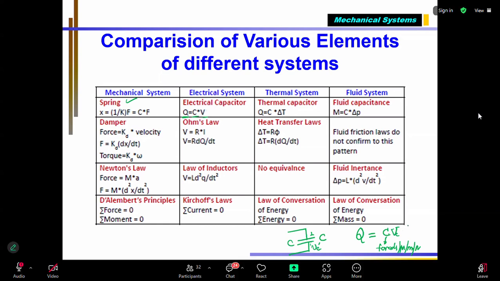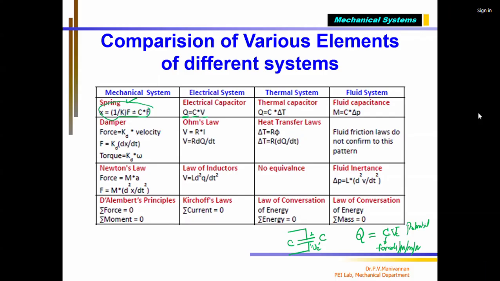So it is a potential electrical energy storing device. A spring is a mechanical potential energy storing element. Already you know the equation. Similarly, if it is a thermal capacitor, where you want to store thermal energy in a reservoir, the amount of thermal energy stored in joules equals the capacitance of the thermal source multiplied by delta T, the temperature difference. That is the thermal capacitor.